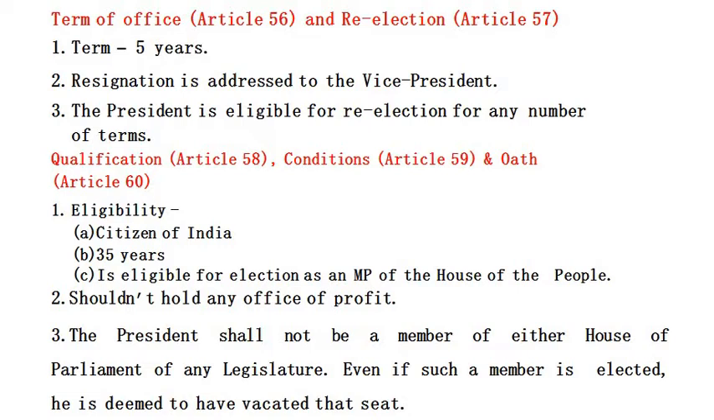That means the president has to be eligible for the Lok Sabha or Rajya Sabha, that means the House of the People. But if he is a member of any house, after getting elected as the president, he has to vacate his seat. That means he has to leave that seat and acquire the presidential leadership.